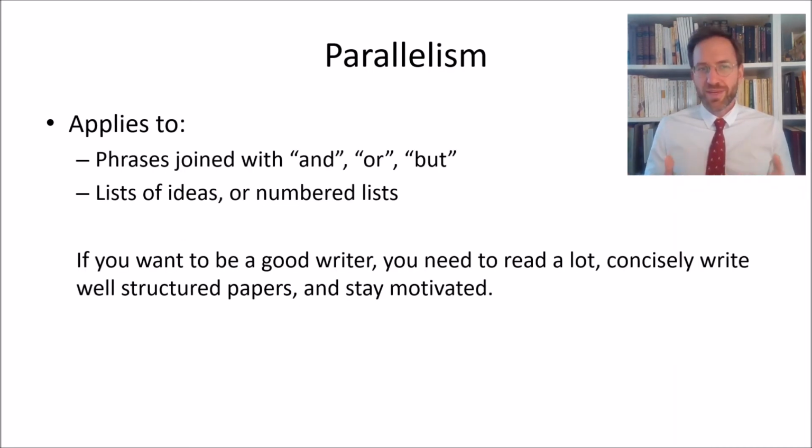This can apply to many things. It's usually phrases joined with and, or, and but. Could be a list, could be even numbered lists. They should also have some kind of parallelism to them so that the information doesn't come at a struggle, so that it comes in a way that's basically packaged for the audience to really see and understand. If you want to be a good writer, you need to read a lot, concisely write well-structured papers, and stay motivated. Is that parallelism?